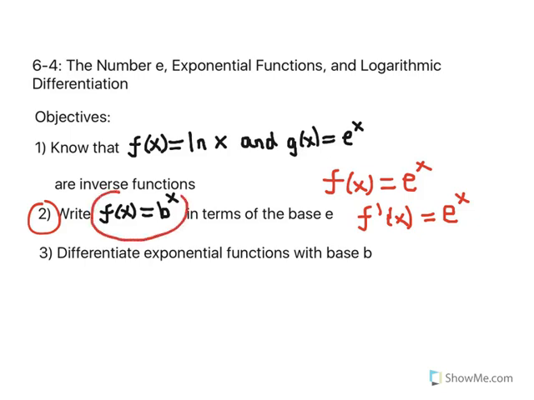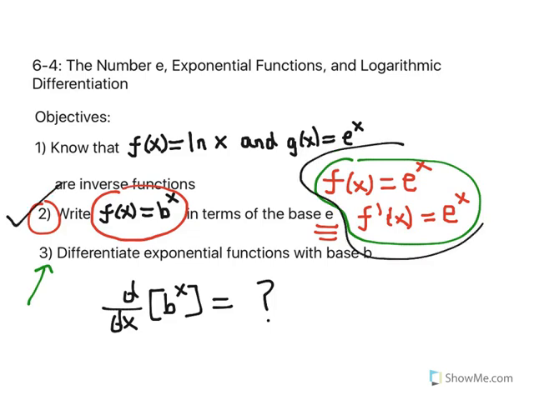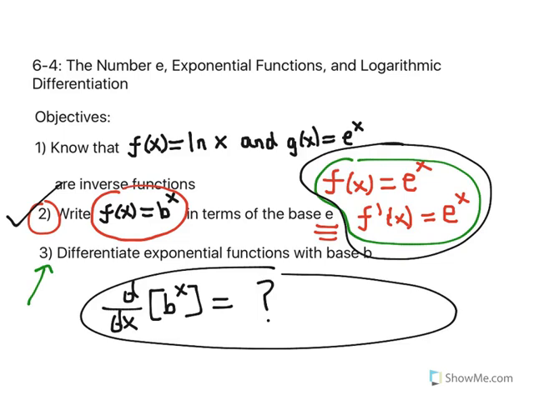So the reason why we want to write f of x is equal to b to the x in terms of the base e is if we're able to do that, we can use what we know from before to help us do objective 3, in which we will find a formula for taking the derivative with respect to x of b to the x. What is the differentiation formula for that? Doing objective 2 and using what we know from before will help us to come up with this differentiation formula for an exponential function with base b, and that will allow us to do problems for objective 3 where we want to differentiate exponential functions with base b.